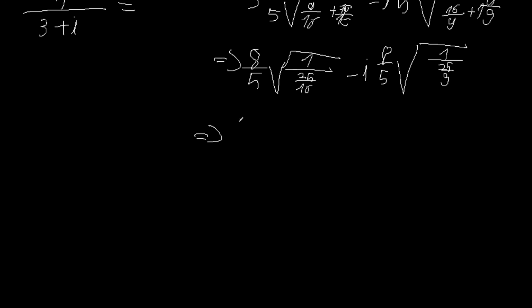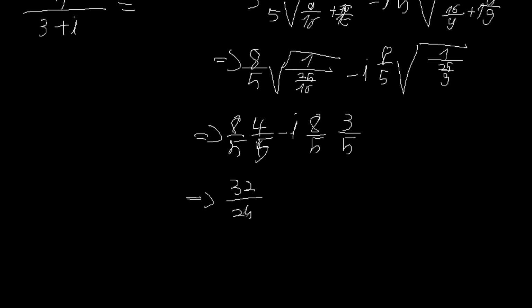Now this will be 8 over 5 times, this is 4 over 5, minus i times 8 over 5, 3 over 5. This is 8 times 4, 32 divided by 25, minus i times 8 times 3 is 24 divided by 25, and this is the answer.